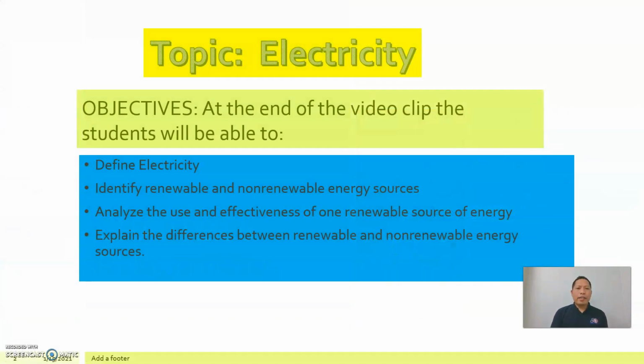Objectives for today. At the end of the video clip, the students will be able to, or at the end of this topic, you will define electricity. You will identify renewable and non-renewable energy sources. You can analyze the use and effectiveness of one renewable source of energy. And you can also explain the differences between renewable and non-renewable sources. So this topic is more about renewable and non-renewable. Okay.